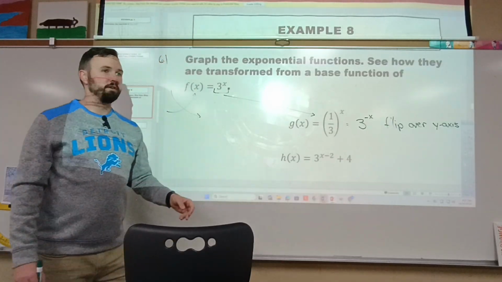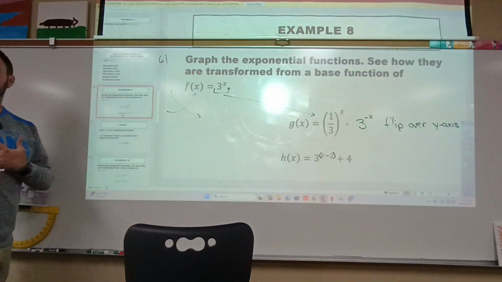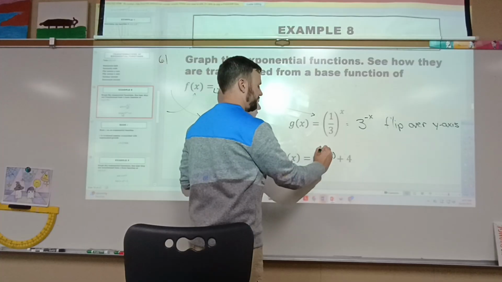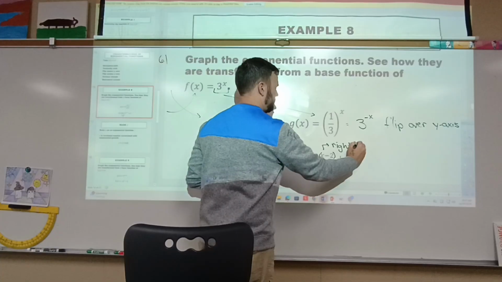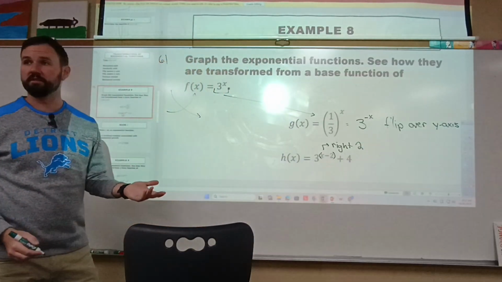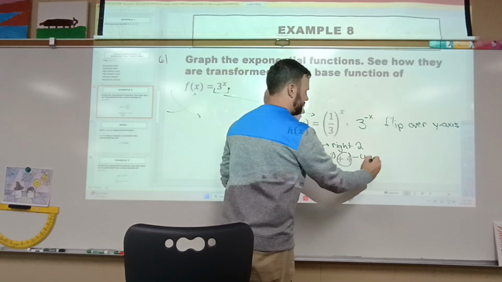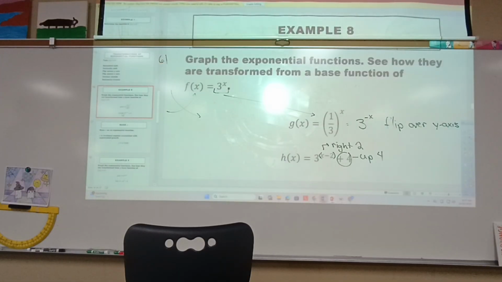This one's a lot more straightforward. I'm doing something to the x, so that's left and right. So -2 tells me I'm going which direction, right or left? Right 2, because it's opposite. And then what's the +4 telling me? Up 4. Does that ring a bell from back in the days? This is going to come up again. We're going to find our x and y intercept again too sometime.